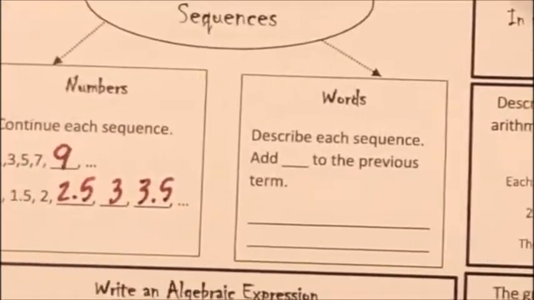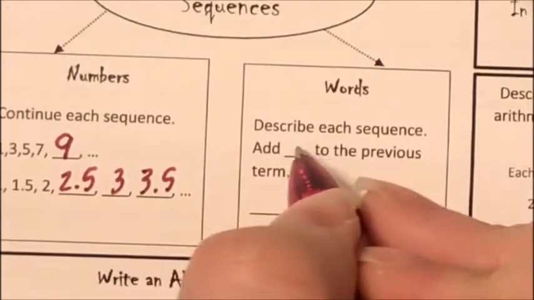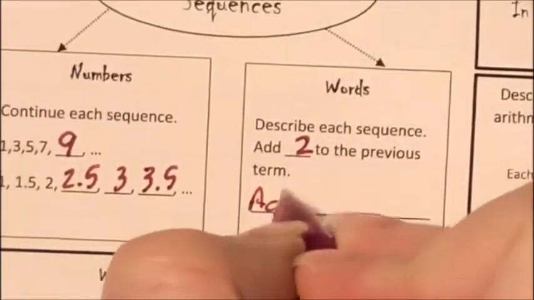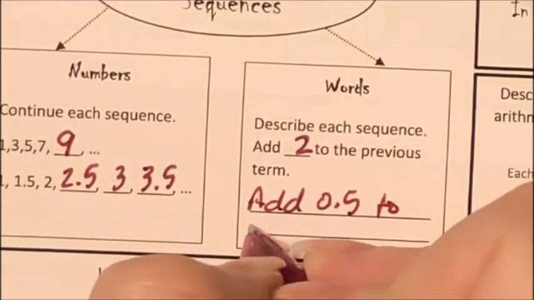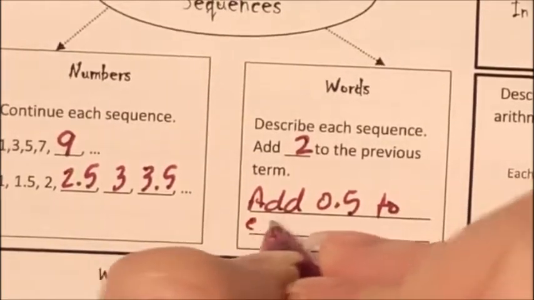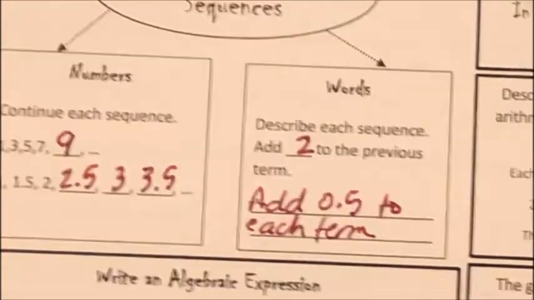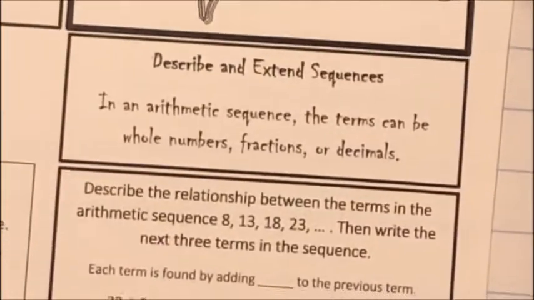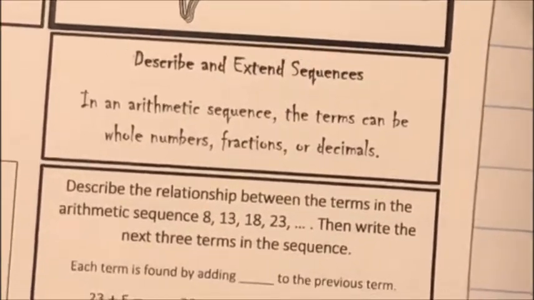So in words, in the first sequence I added 2 to the previous term, and in the second sequence I add 0.5 to each term. Okay. So I'm describing and extending sequences. In an arithmetic sequence, the terms can be whole numbers, fractions, or decimals.